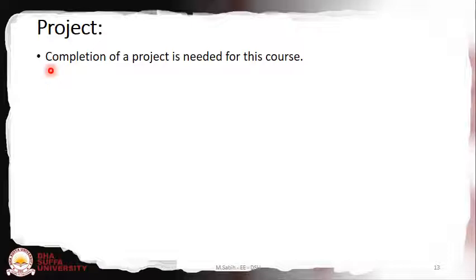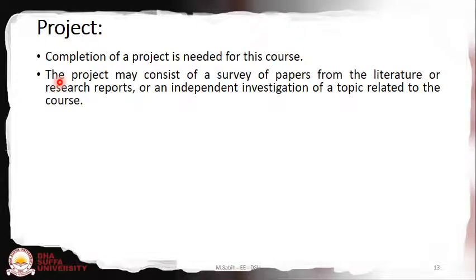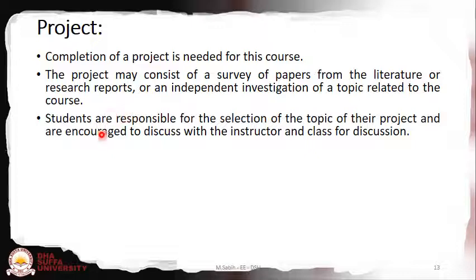Now the project is a very important part of this course. Completion of a project is needed for this course, and the project may consist of a survey of papers from the literature or research reports, or it can be an independent investigation of a topic that you like. Basically, students, you are supposed to select the topic and discuss it with the instructor and the class for discussion.